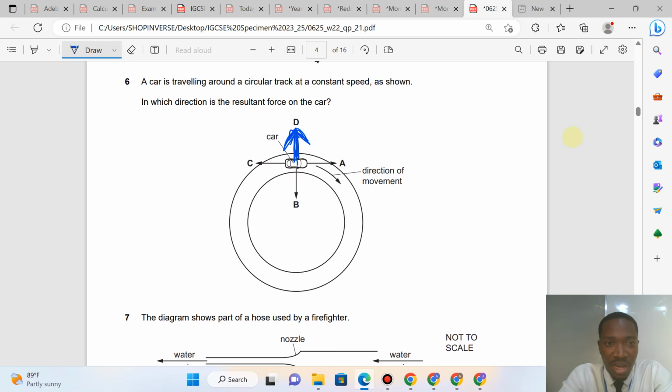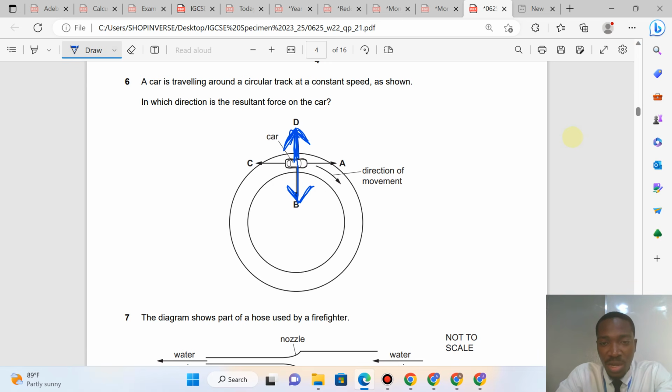A car is traveling around the circular track at constant speed. In which direction is the resultant force on the car? The resultant will be in this direction, but that's the outward force. Usually, this outward force is balanced by an inward force, and that inward force is called the centripetal force on the car. So the centripetal force will be in this direction. That's the inward force that is needed to keep the car around a circular track.